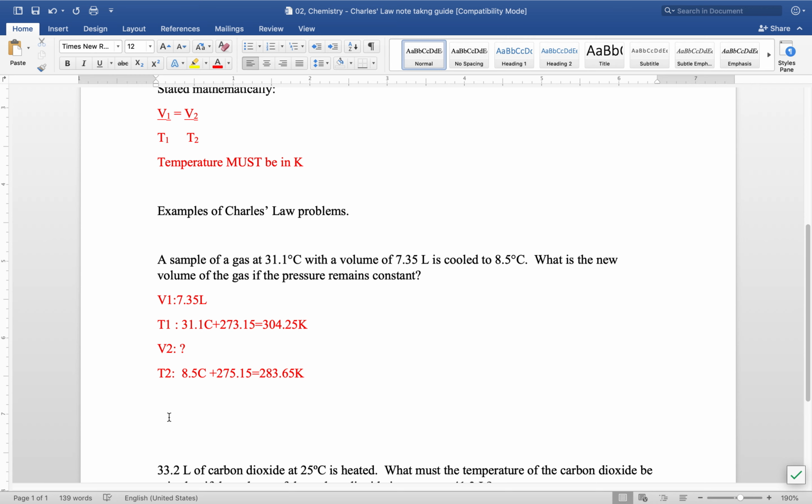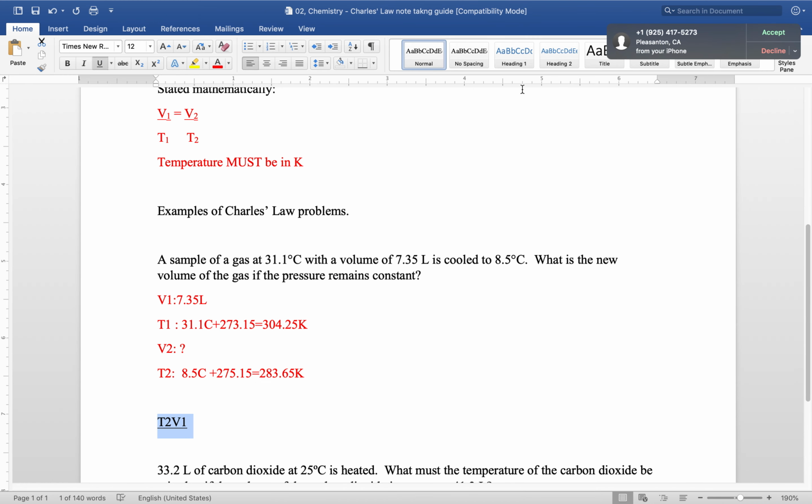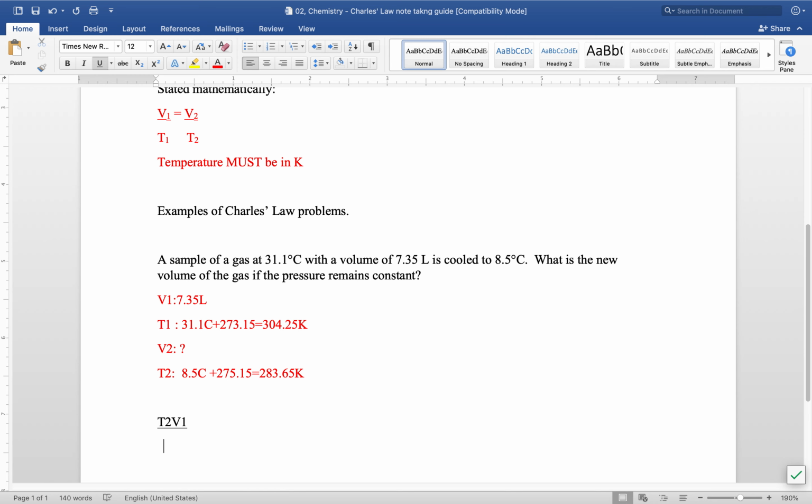equation by T2. So I'm going to end up with T2 times V1 divided by T1 equals V2. Yikes, this is hard. I wish I could do this with a pencil. And then I'm just going to substitute all those values in right there, and we're going to be done.